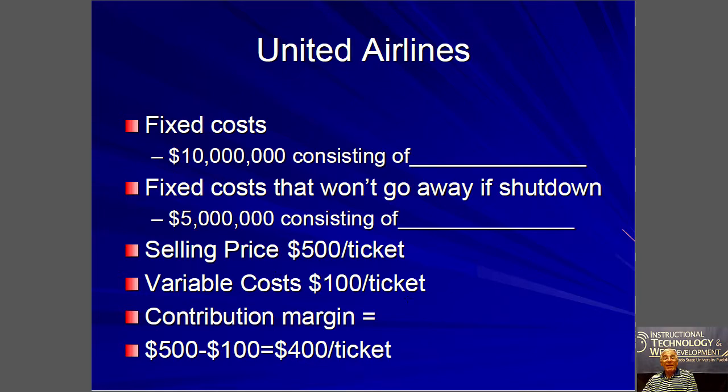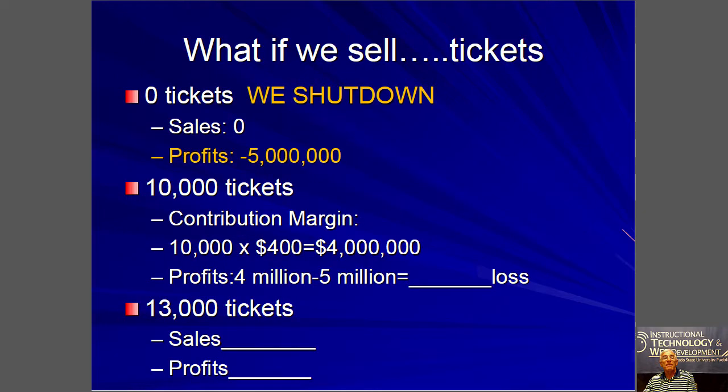Let's assume the average ticket price is $500. The average ticket variable cost is $100. The contribution margin is $400 a ticket. Remember, we have to pay $5 million whether the airline shuts down or not. If we sell 0 tickets, since we're shut down, our sales are 0, our fixed costs that won't go away are $5 million. If we shut down, we lose $5 million.